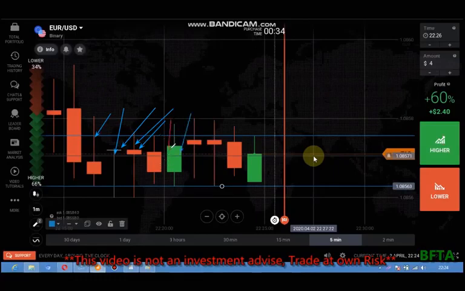Consider this one as the bias area, because there's no green candle here. There's no sign of bias here. So you use this one as the bias area. Here you can see a bullish candle. This is a doji candlestick, so that's why I take it as the bias area.